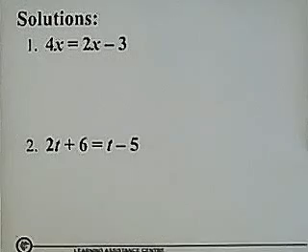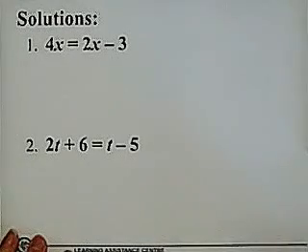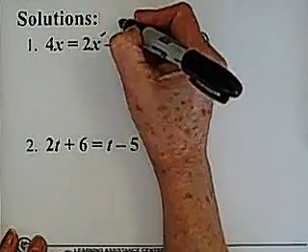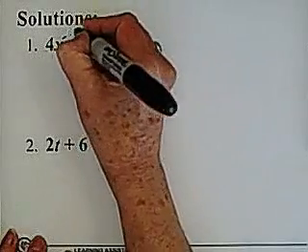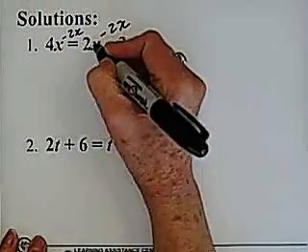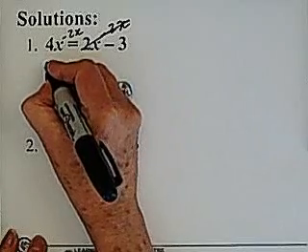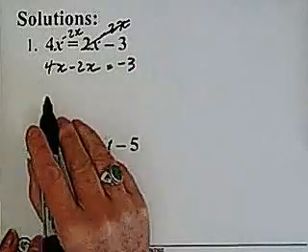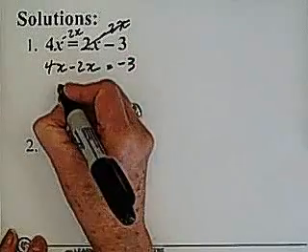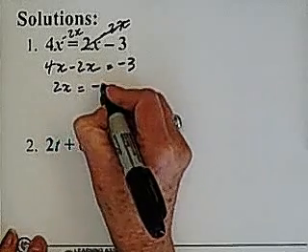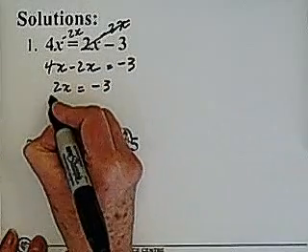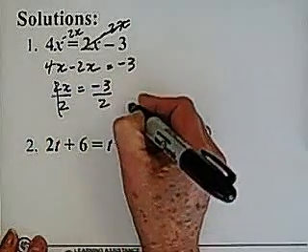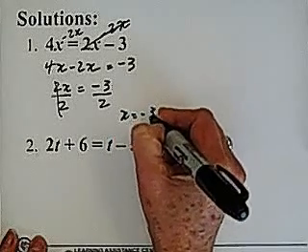Okay, first question: 4x equals 2x minus 3. What we're going to do with this question is combine our x's. So I'm going to subtract 2x from the right and subtract 2x from the left. These two cancel, and I have 4x minus 2x equals minus 3. 4x minus 2x is 2x, so I have 2x on the left that equals minus 3. On the left, I divide by 2. On the right, I divide by 2. These two cancel, and I have an answer of x equals minus 3 halves.